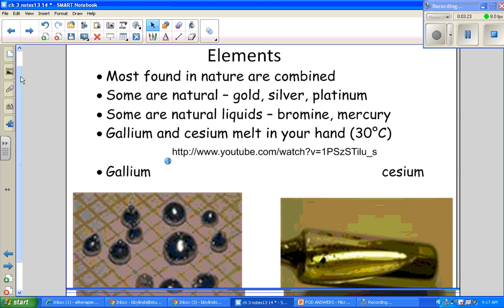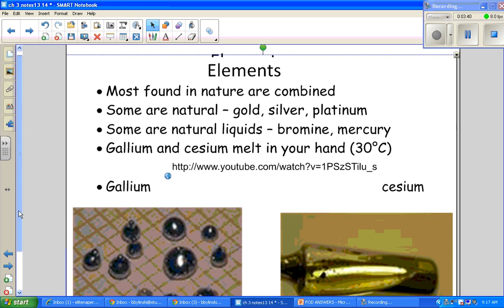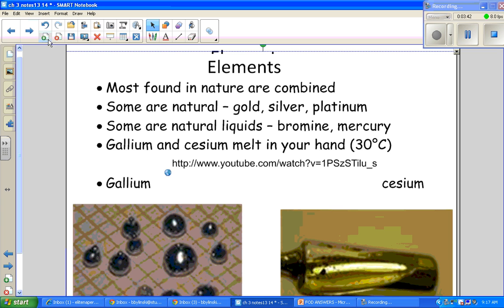Okay, just some other facts about elements. Most are found in nature, like gold, silver, platinum. Some are natural liquids, probably mercury you're more familiar with, used to be in thermometers. And then you've got gallium and cesium, who are very unusual. They will melt in your hand, so just thought I'd throw that in there, and that's what's in the pictures. Again, if you want to check out that link, I highly recommend it.